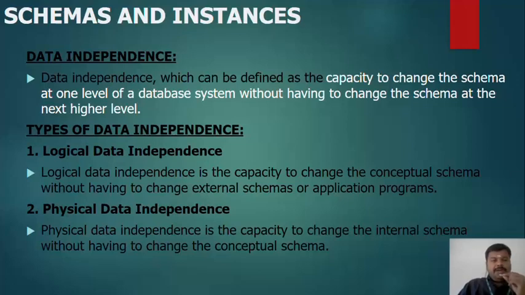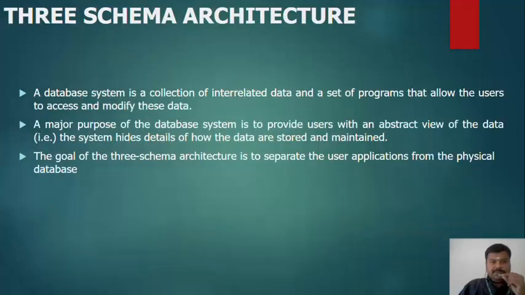What types of independence do we deal with? Logical independence as well as physical independence. Logical data independence is the capacity to change the conceptual schema without having to change external schemas or application programs. Physical data independence is the capacity to change the internal schema without having to change the conceptual schema. We can use both types of data independence for a set of changes at any level of the database system.